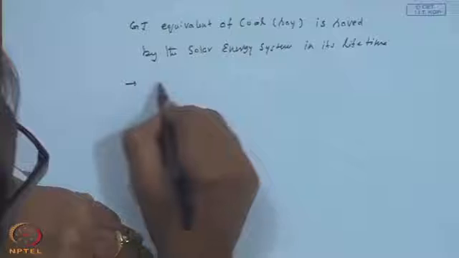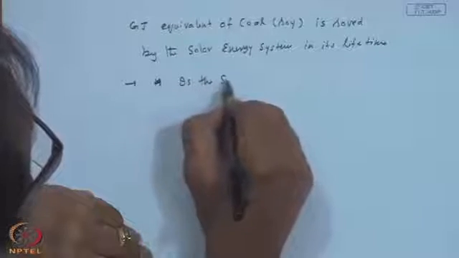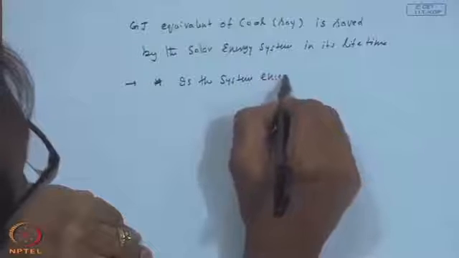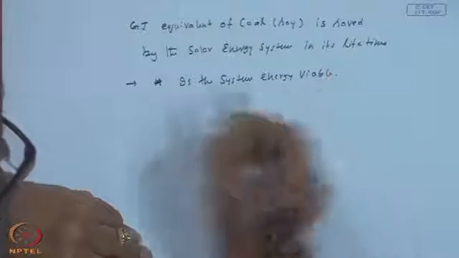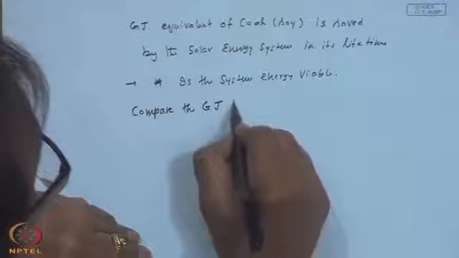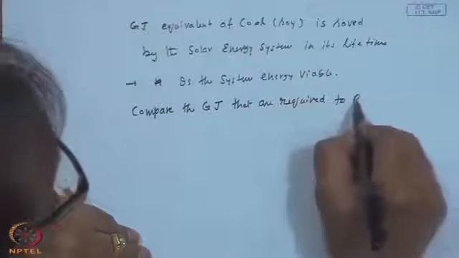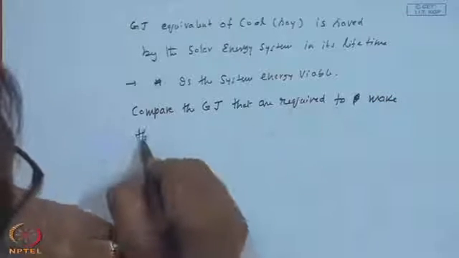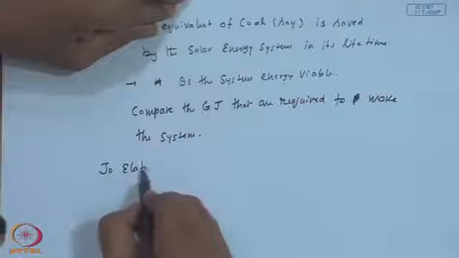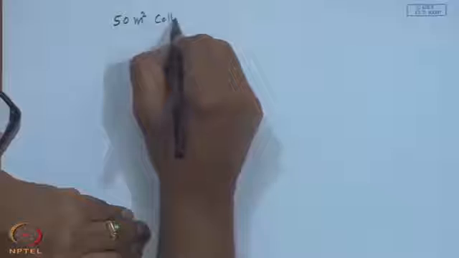Now, is the system energy viable? In other words, compare the gigajoules that are required to produce the system, to make the system rather, to elaborate, in the examples we considered 50 meter square of collector area.